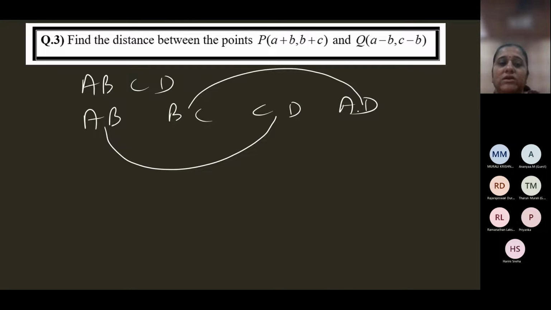When opposite sides are equal, it can be a parallelogram or a rectangle. But for us, we don't have to prove whether it's a parallelogram or a rectangle. When opposite sides are equal, that means a quadrilateral is formed. It may be a parallelogram, which is a quadrilateral. It may be a rectangle, which is a quadrilateral, but a quadrilateral is formed. So when you find AB, BC, CD, and AD, and see that AB is equal to CD and BC is equal to AD, a quadrilateral is formed. In general, it's a parallelogram. It may be a rectangle.